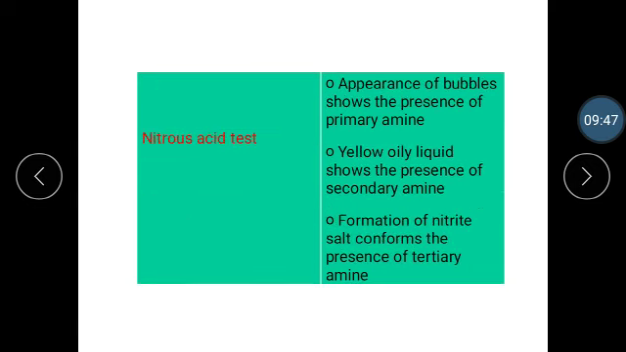The next test is nitrous acid test. Appearance of bubbles shows the presence of primary amine. Yellow oily liquid shows the presence of secondary amine, and formation of nitrite salt confirms the presence of tertiary amines.